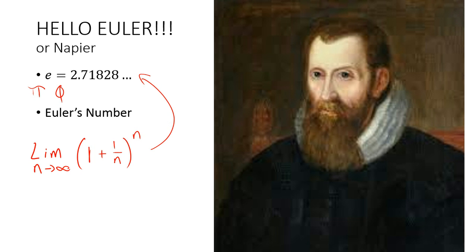And Euler's name is attached to the number because he was the one that started using the letter E. He was the one that used the letter E, and now a lot of people think he is the one that created the number. But he was the one that just used that letter as the symbol.